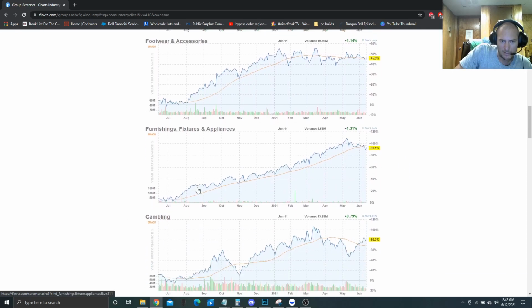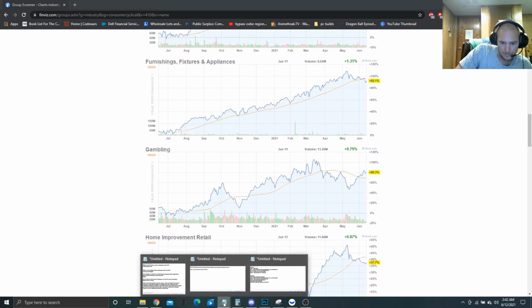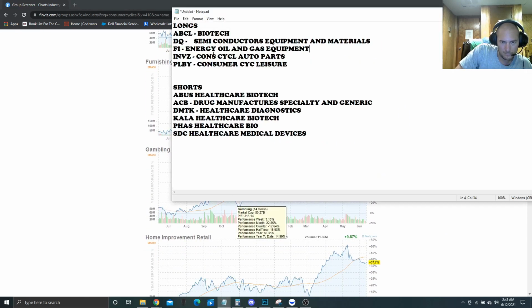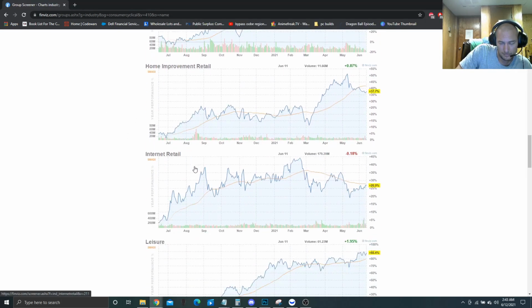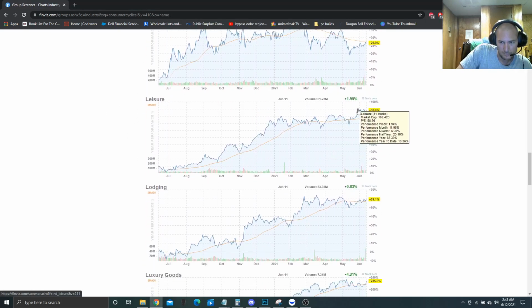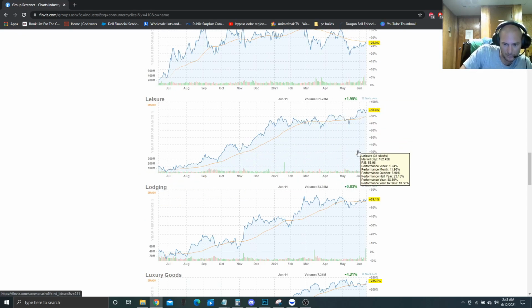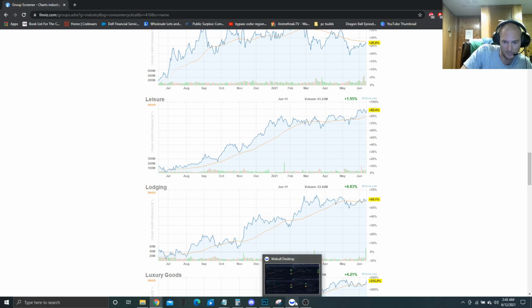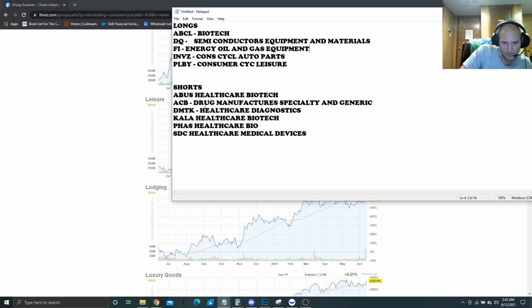And then we've got leisure here. Definitely doing extremely well. So that's going to be one that I'm watching quite closely for next week. I think that's pretty well covered all of our sectors here.